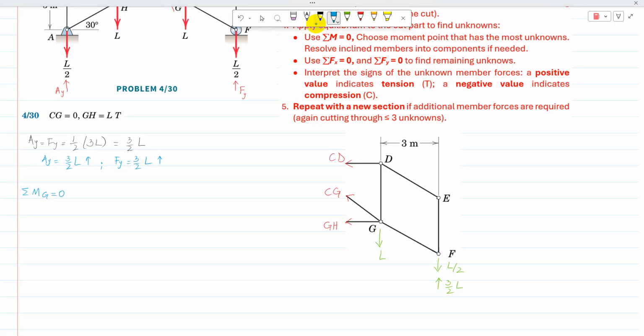When I apply sigma M about G equal to 0, there are two loads, one load and one reaction, acting at point F. The resultant will be upward, and that is L, because 3/2 L is acting upward and L/2 is acting downward. So the resultant will be L, which acts upward at F. Now we need to find sigma M about point G.